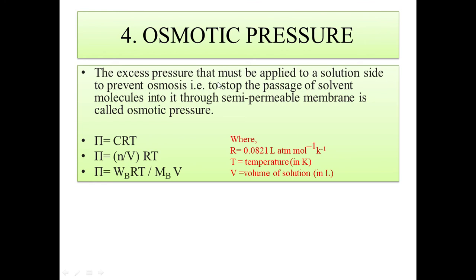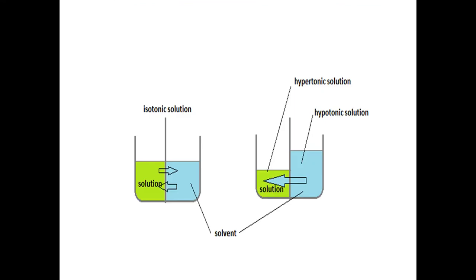The pressure which is just required to stop the passage of solvent molecules through the SPM. As we all know, water molecules move from high to low concentration, that means the concentration gradient is always from high to low concentration. Two solutions are there, A and B.